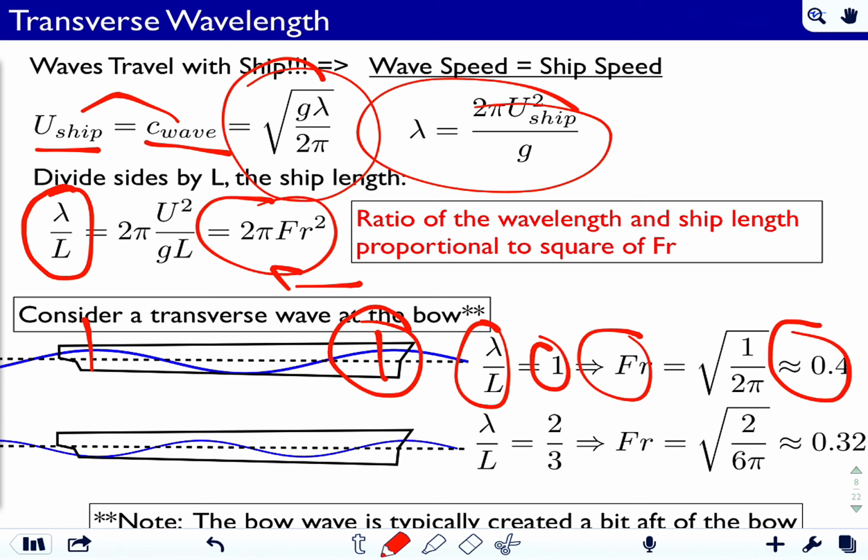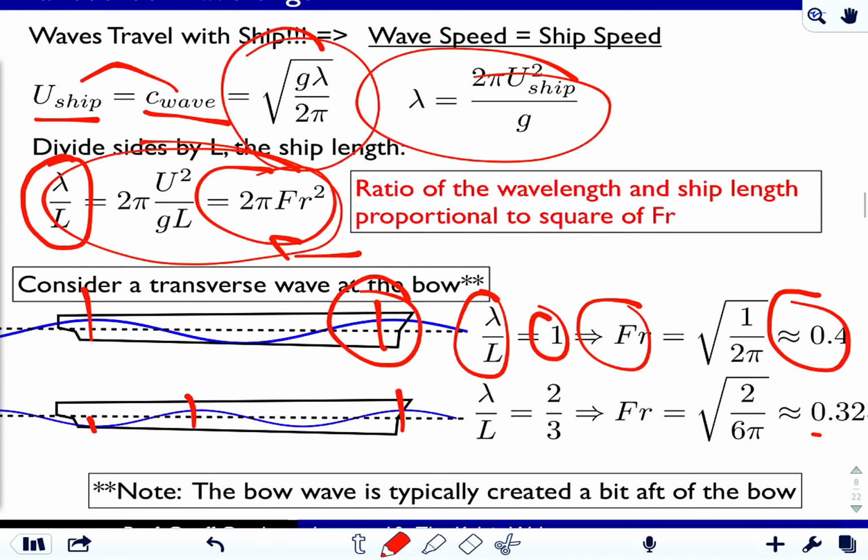What if the wavelength is one crest and then a half? So we have 1.5 wavelengths. So λ/L equals 2/3, or you can think of it as 1.5λ equals L. So λ/L is 2/3. Solve again for Froude number using this relation up here. And we have a slower Froude number. So you go slower, the transverse wavelength is shrinking, you have more waves along the boat. But we have two examples here, one exact wave and 1.5 exact waves, and the corresponding Froude numbers.